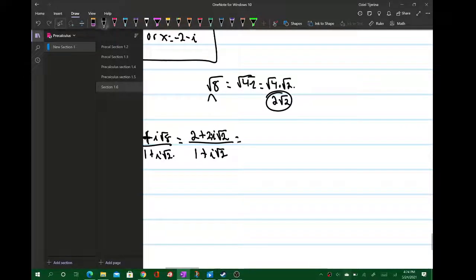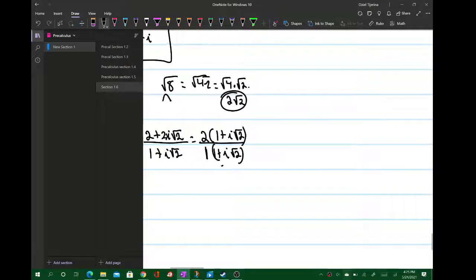Now I can go ahead and simplify this rather than taking the conjugate and stuff. There's a way to do this. You can say 2 times 1 plus i square root 2 over 1 plus i square root 2. And you can put an imaginary 1 right here. These two cancel out, so you're just going to get 2 as your answer, right?